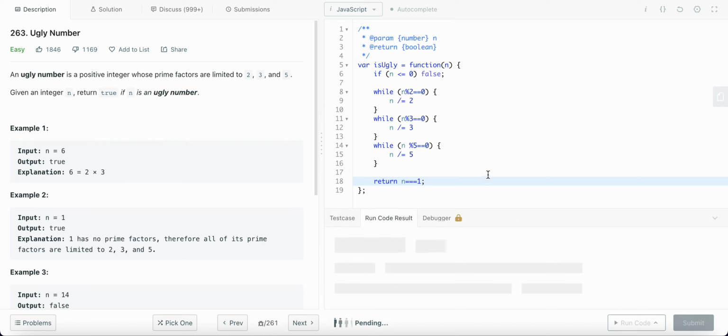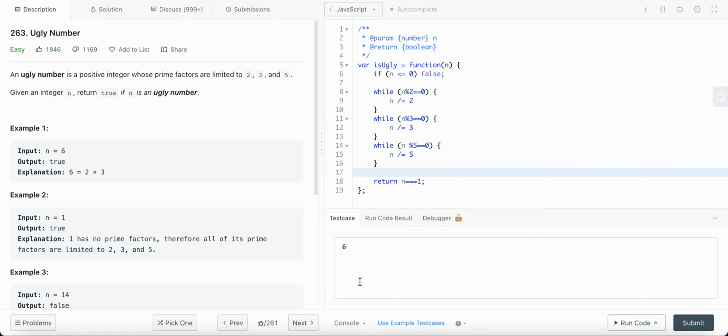Let's run our code. Great, let's try multiple test cases. Let's add one from our side as well, some random value.